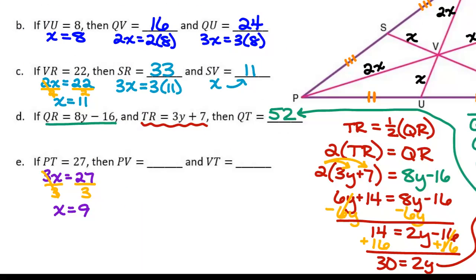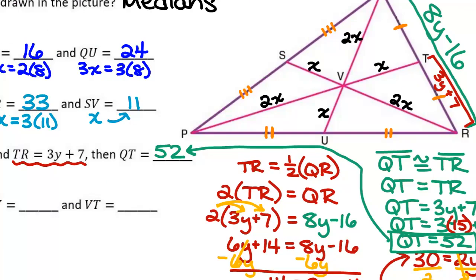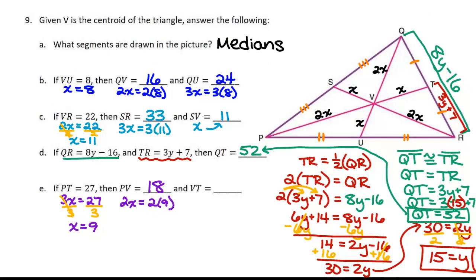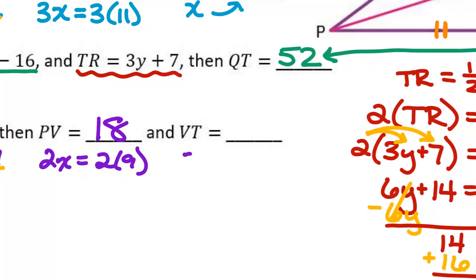All right. So how big then is PV? 18, because that's a 2x. So we would do 2 times 9, which is 18, and that means VT is how big? VT is 9. That's x, so that would be 9.